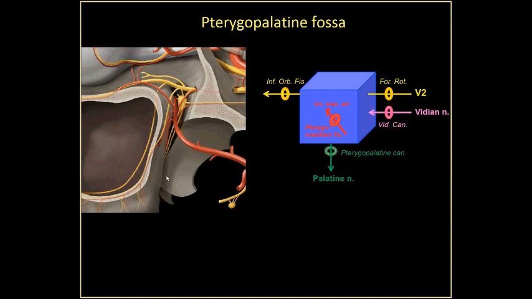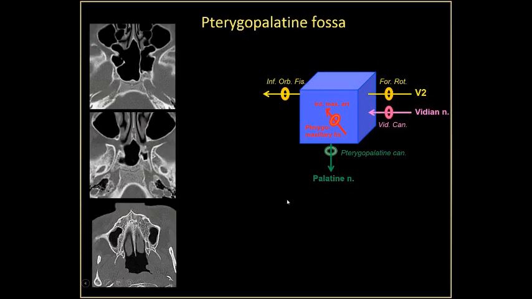How about this vessel here? So this is the internal maxillary artery that comes in laterally through the pterygomaxillary fissure and enters the pterygopalatine fossa. Let's look at this on an axial CT scan. This is a normal scan here highlighting the pterygopalatine fossa. So at the superior aspect, we have the inferior orbital foramen and the foramen rotundum through which V2 passes.